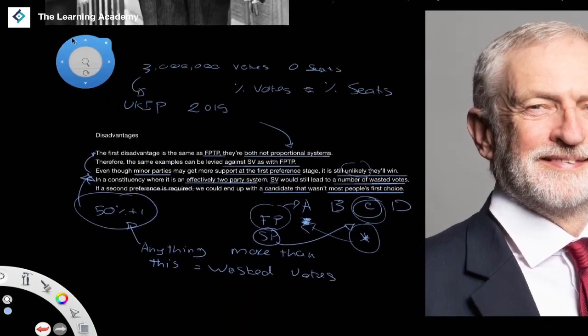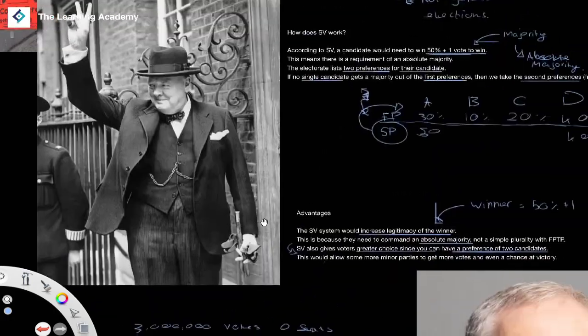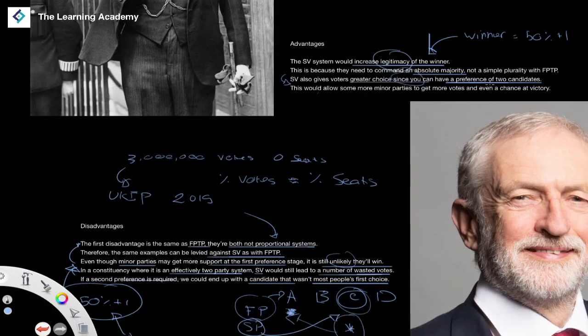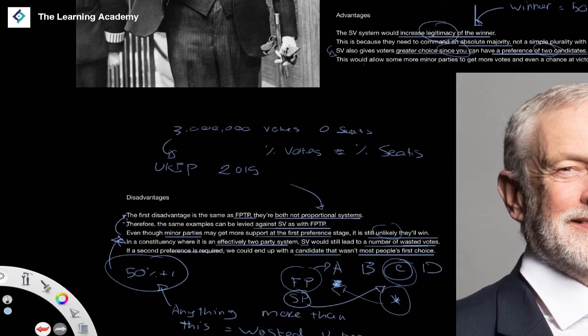And these are a number of disadvantages that we're going to have to think about. Even though we have a system that is arguably more legitimate, and one that gives us a greater choice with the preference system, there are definitely disadvantages to the supplementary vote electoral system.